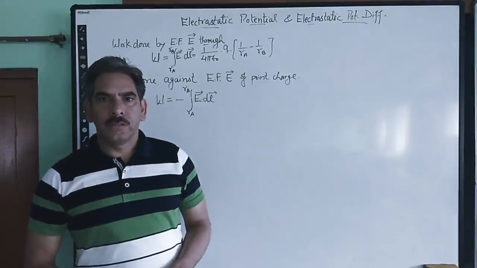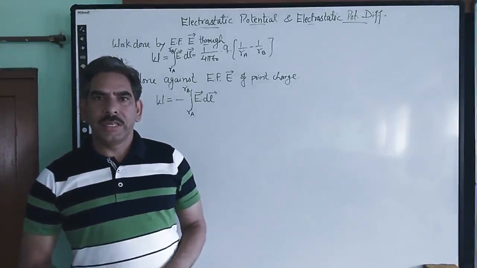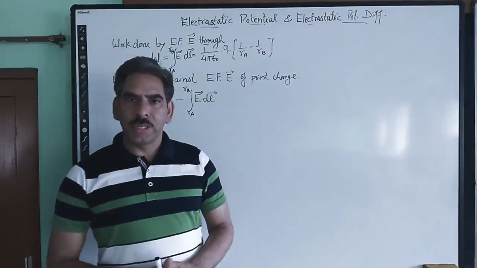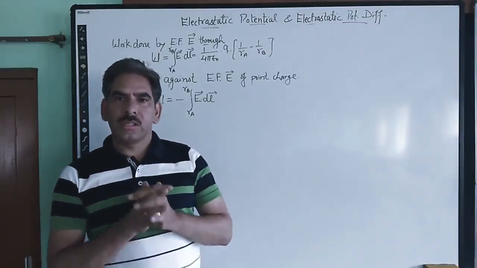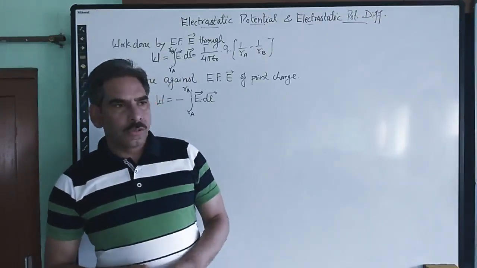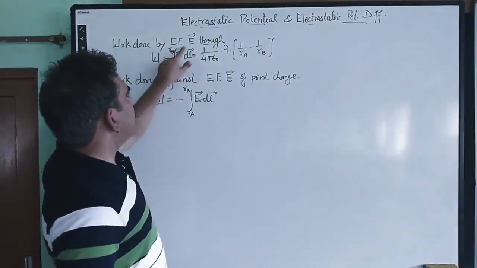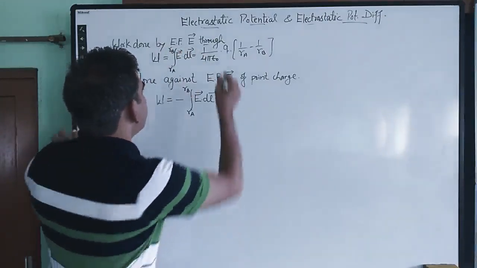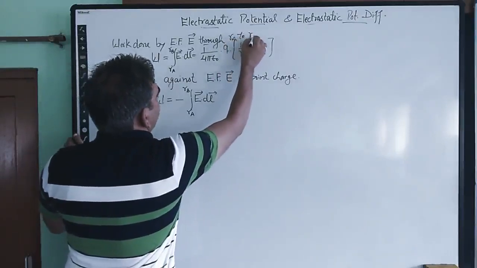Hello. So in our last video we were discussing electric potential and electric potential difference, and for understanding these two terms we have come across the work done by the electric field of a given point charge. So here is the expression for the work done by the electric field of the given point charge through a displacement from RA to RB.